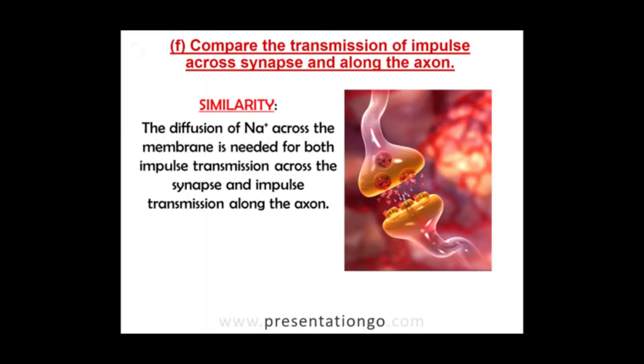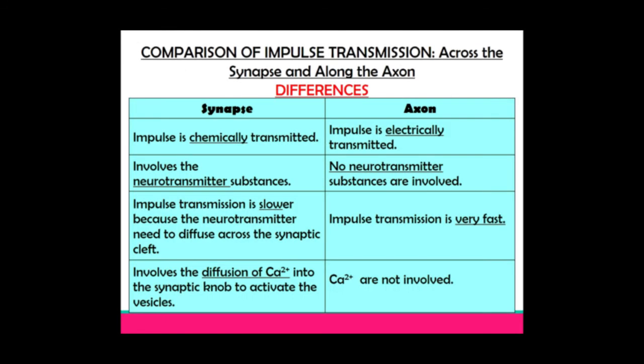Next learning outcome is to compare the transmission of impulse across synapse and along the axon. The similarity: the diffusion of sodium across the membrane is needed for both impulse transmission across the synapse and impulse transmission along the axon. Comparison of impulse transmission across the synapse and along the axon. The differences: in synapse, impulse is chemically transmitted, while in axon, impulse is electrically transmitted.